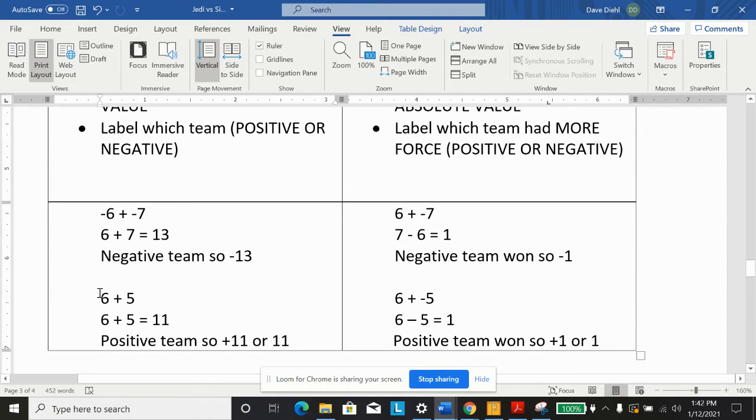Here's a situation where you have Jedi and more Jedi. Well, they're both positive, so you take how many soldiers? You had 6 Jedi soldiers and 5 Jedi soldiers. You added them to get 11. And then you say, well, who won? Well, they were all Jedi, all positive. So I write positive 11, or as we said, we can just write 11.